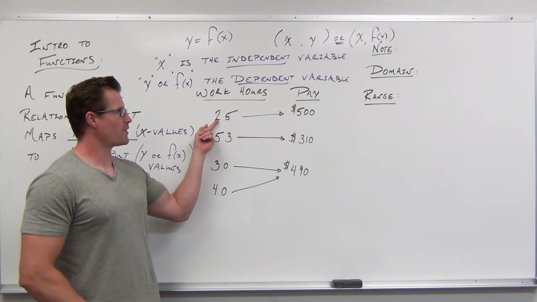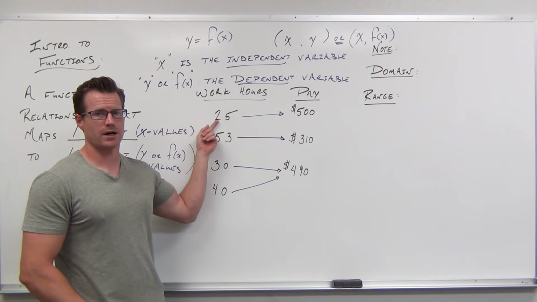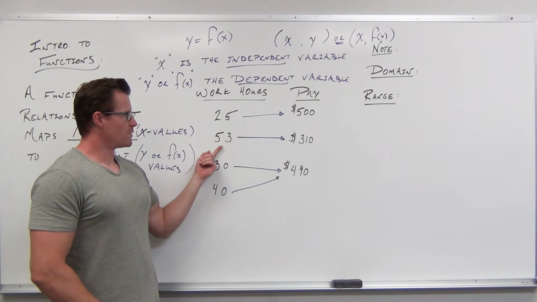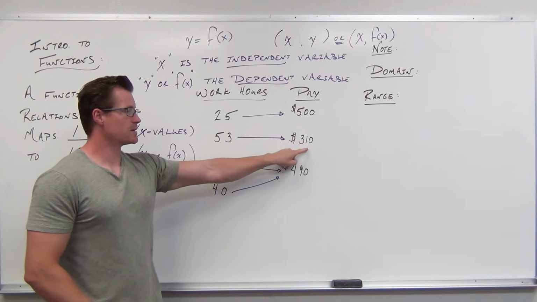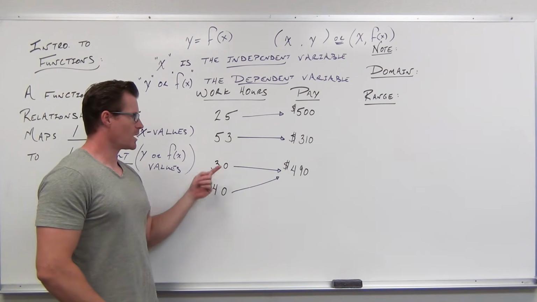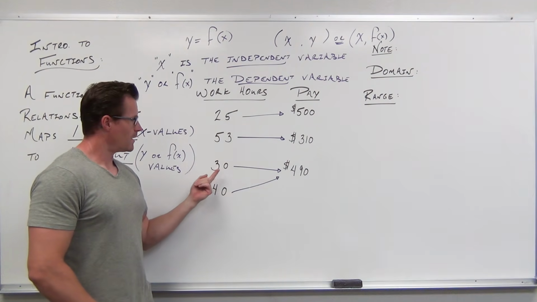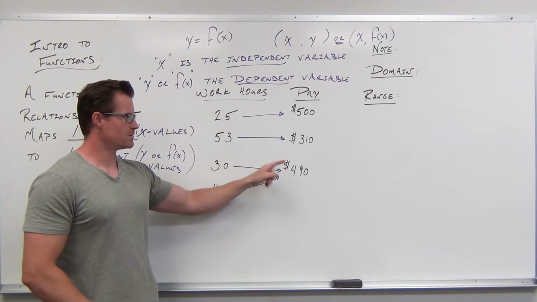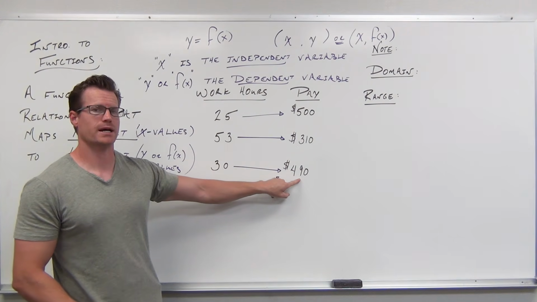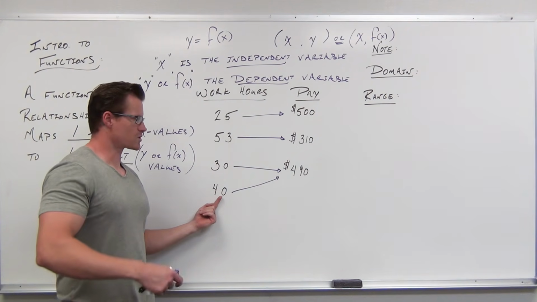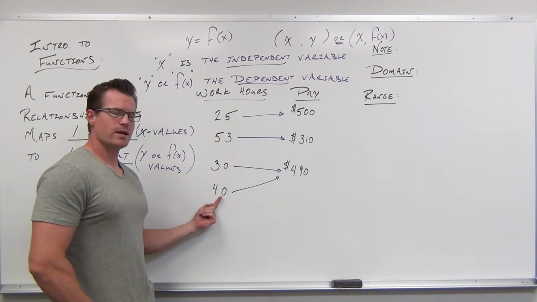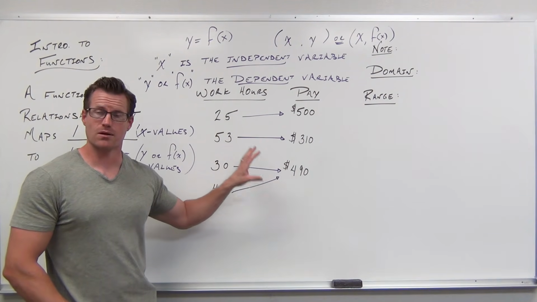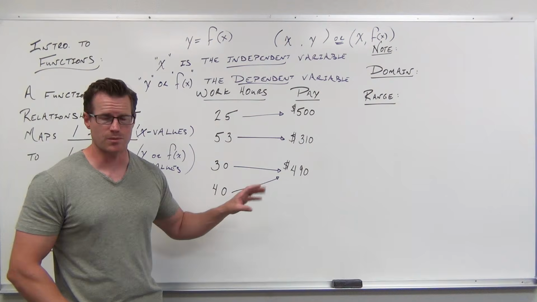So if I work 25 hours, do I make one value of money? Yeah, I make $500. If I work 53 hours, do I make one value of money? Yeah, I make $310. And remember, these can be different people. That's why they can have different rates. If I work 30 hours, can I make one value of money? Yeah, $490. If I work 40 hours, or someone else works 40 hours, do they make one value of money? Yes, $490. This right here is a function relationship.